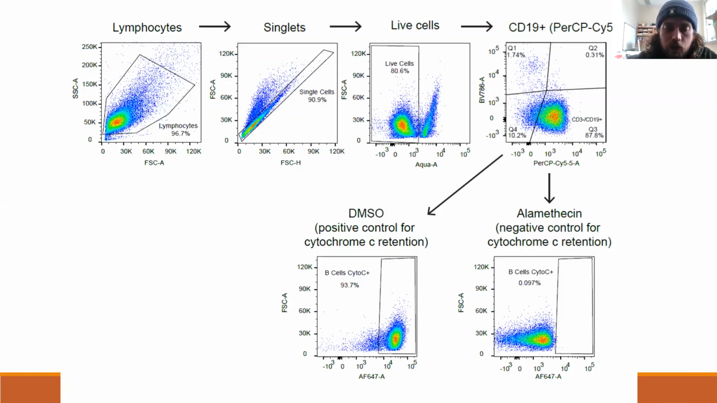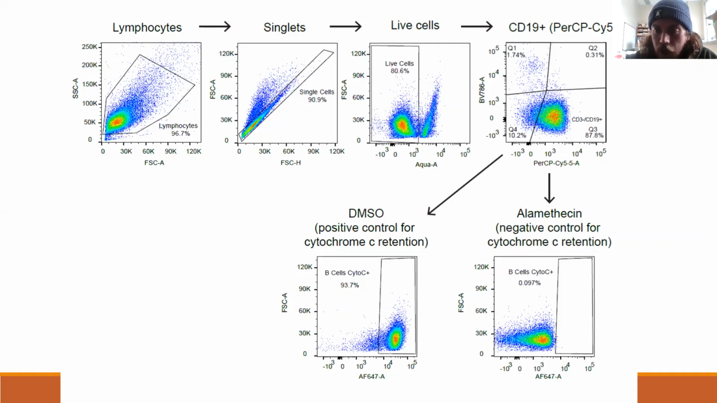This is going to be the same for each well or each tube you're doing. Then the next step is to gate on your positive and negative controls and use those as your gate guideline for assessing cytochrome C release percentages in all your experimental wells. Here we use DMSO, which can get confusing when talking about positive and negative controls, but DMSO is our positive control for cytochrome C retention, but our negative control for cytochrome C release.